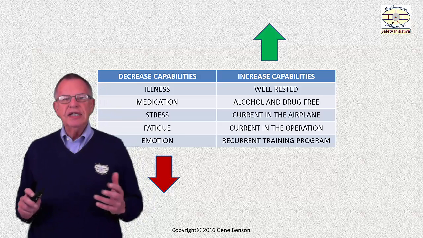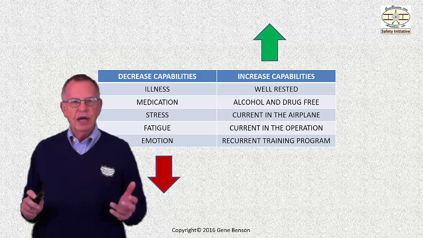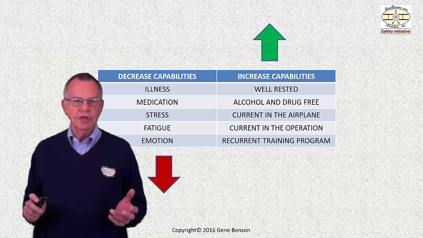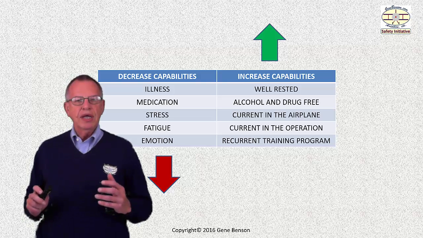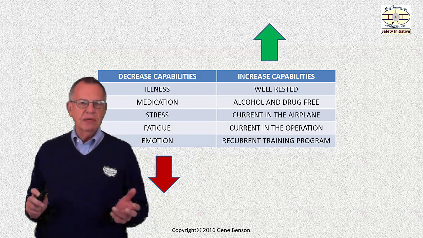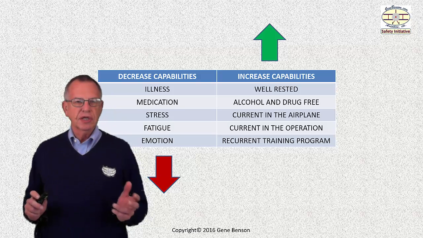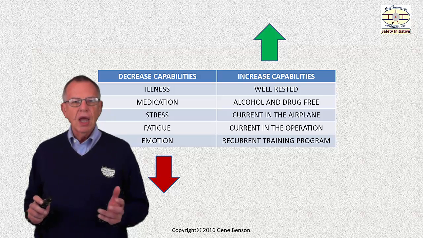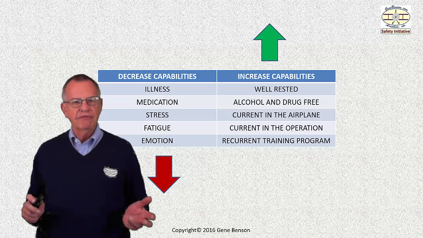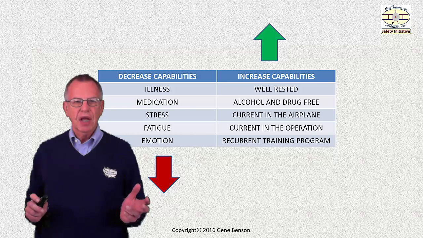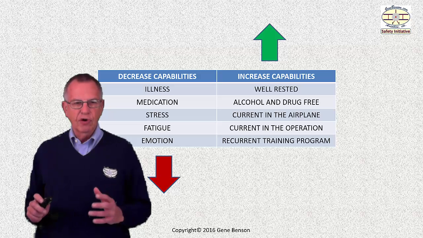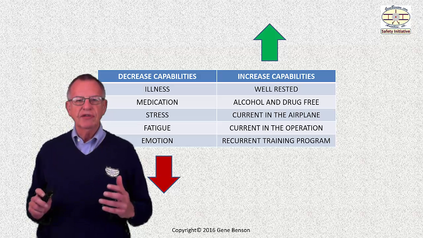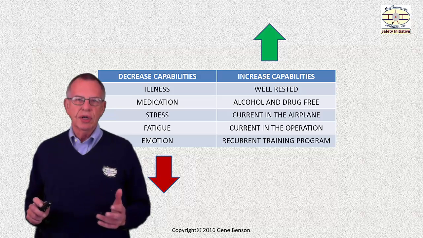Let's look first at some things that decrease our capabilities. Of course, the items from the I'm Safe checklist can all serve to decrease our capabilities, so we need to think about that in our risk analysis. But we can increase our capabilities by being well rested, being alcohol and drug free, and that of course includes over-the-counter medications. We can also help our cause by being current in the airplane and in the operations such as night, IFR, short field, gusty wind, and so on. A really good way to do that is to participate in a recurrent training program. Full participation in the FAA Wings program, including the flight activities, is a good way to use a recurrent training program.